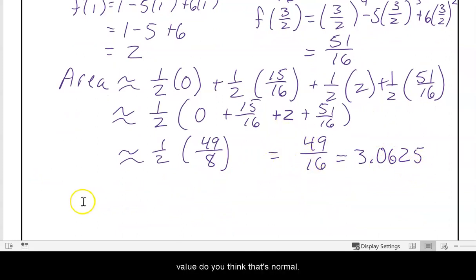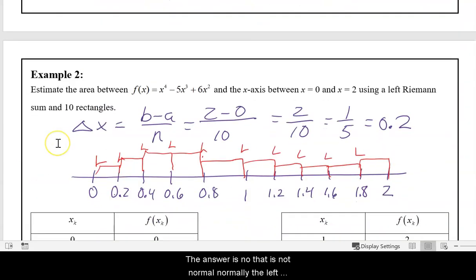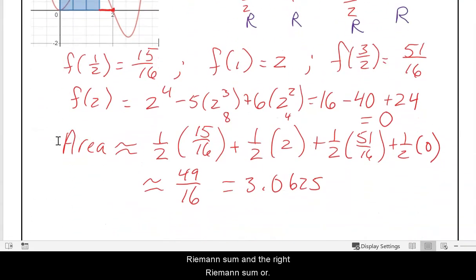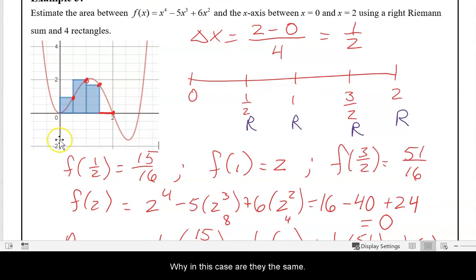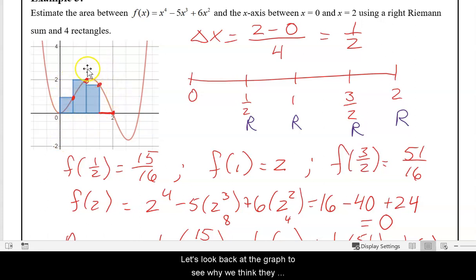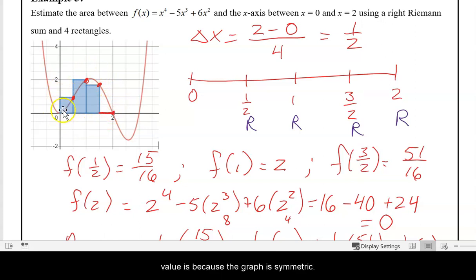Do you think that's normal? The answer is no, that is not normal. Normally, the left Riemann sum and the right Riemann sum are different. Why in this case are they the same? Let's look back at the graph to see why we think they might be giving us the same. The reason the left Riemann sum and the right Riemann sum are giving us the same value is because the graph is symmetric across the interval from 0 to 2. That normally will not be the case.